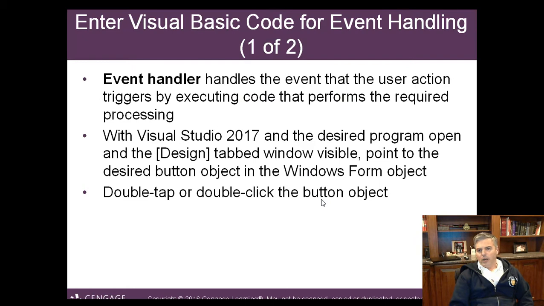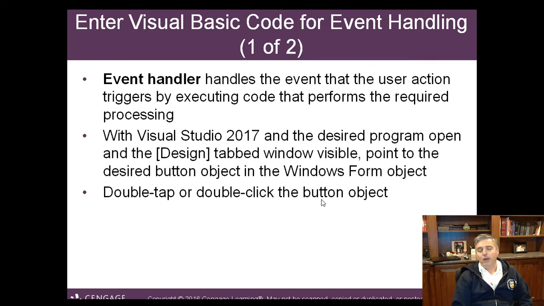So now we're going to talk about entering code. When you enter code in the event handler that handles the event that the user action triggers, you execute code that performs the required processing. With Visual Studio and the desired program open and design tab window visible, point to the desired button object in the Windows form object and double click on the button object.